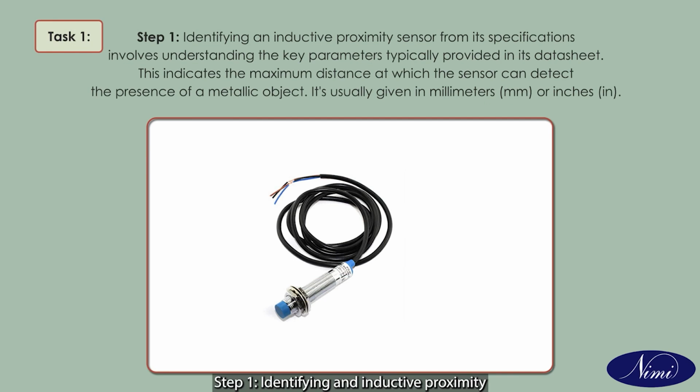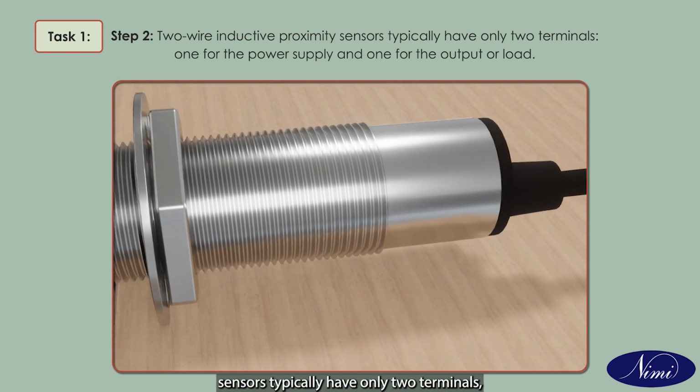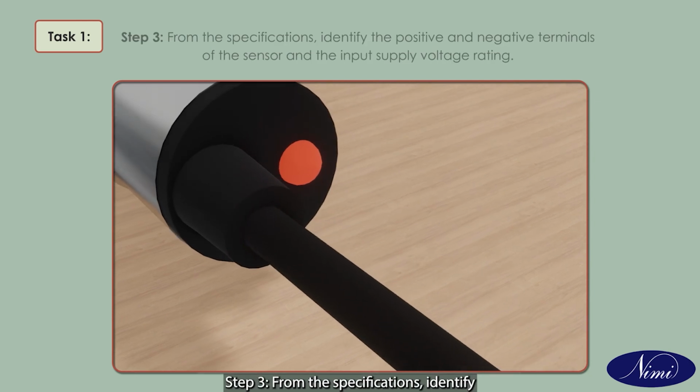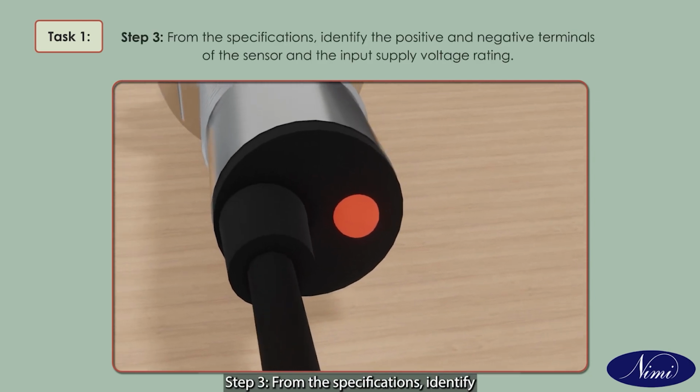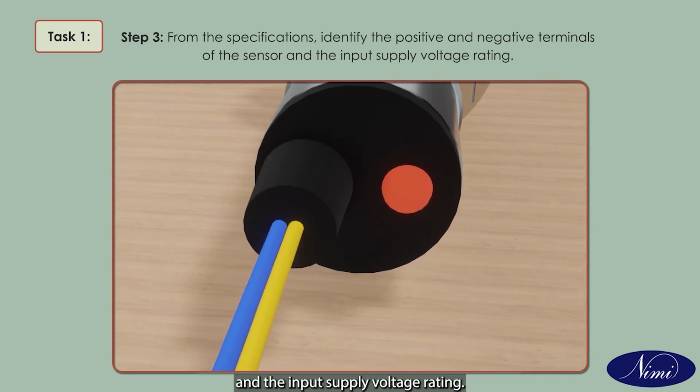Task 1. Detect different objects using inductive proximity sensors. Step 1. Identifying an inductive proximity sensor from its specifications involves understanding the key parameters typically provided in the datasheet. This indicates the maximum distance at which the sensor can detect the presence of a metallic object. It's usually given in millimeters or inches. Step 2. Two-wire inductive proximity sensors typically have only two terminals, one for the power supply and one for the output or load. Step 3. From the specifications, identify the positive and negative terminals of the sensor and the input supply voltage rating.